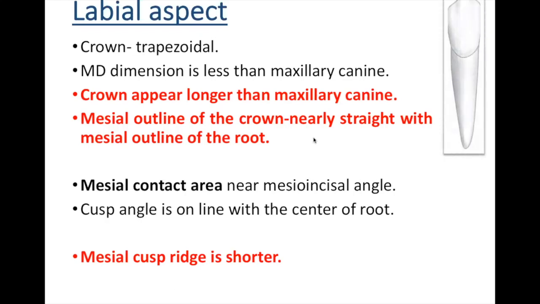So this is the picture which shows your labial aspect. You can see that mesiodistal dimension is less and your crown appears longer than that of the maxillary canine. Your mesial outline is nearly straight with mesial outline of the root, and your mesial contact area is near mesioincisal angle, and you can see your cusp tip is in line with center of the root, and your mesial cusp ridge is shorter. You can see over here.